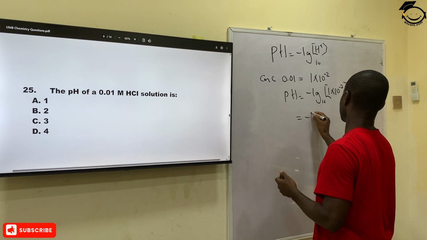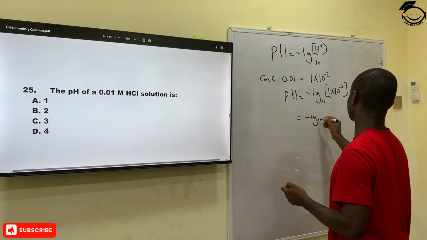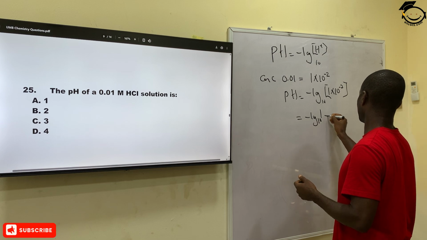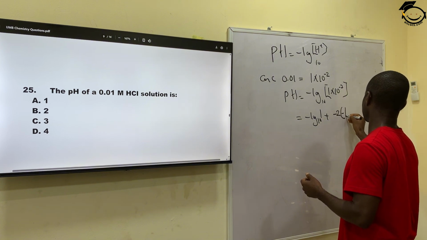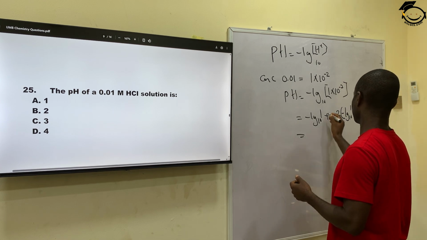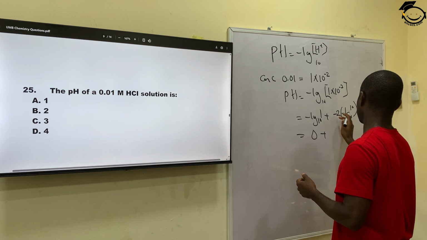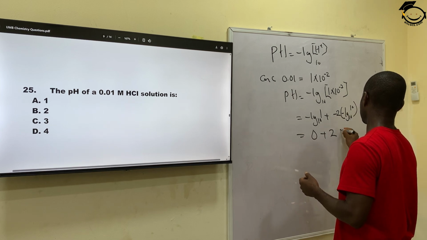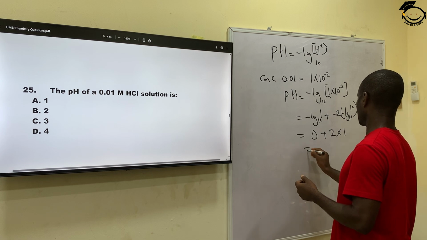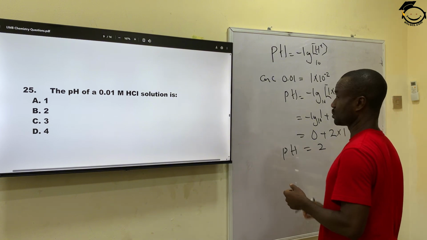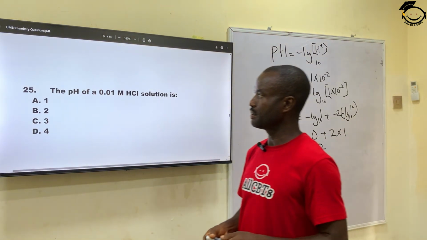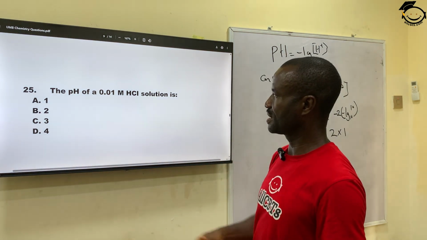This gives us negative log 1 plus minus 2 log 10, 10. So negative log 1 gives us 0, plus minus times minus, this gives us 2 times 1. So this gives us 2 as the final answer. Therefore, pH of the solution is 2. A, 1, B, 2, C, 3. The correct answer is B.